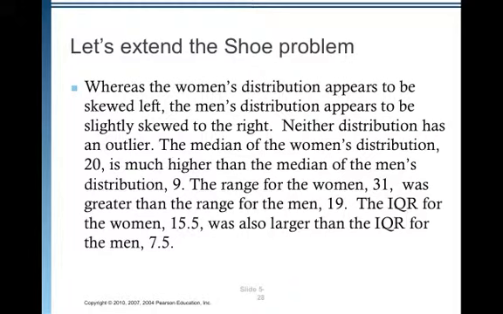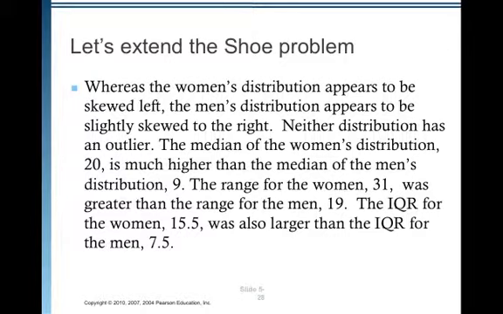Whereas the women's distribution appears to be skewed left, the men's distribution seems to be slightly skewed to the right. Neither distribution has an outlier. The median of the women's distribution, 20, is much higher than the median of the men's distribution, 9. The range for the women, 31, was greater than the range for the men, 19. The IQR for the women, 15.5, was also larger than the IQR for the men, 7.5.